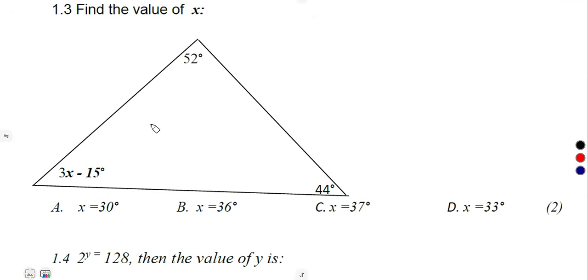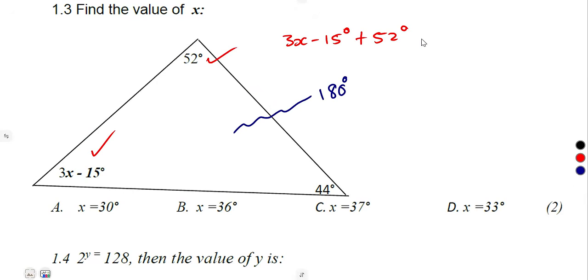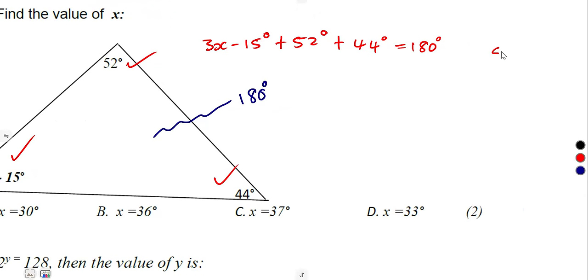1.3. Find the value of x from this triangle. We had so many questions, guys, on a triangle. The concept is still the same: angles in a triangle, sum of angles, they add up to 180. So use that. We take the 3x minus 15 degrees, add the 52 degrees that we are given, and add the 44 degrees that we are given. We must obtain 180 degrees, as we are referring to the sum of angles in a triangle.